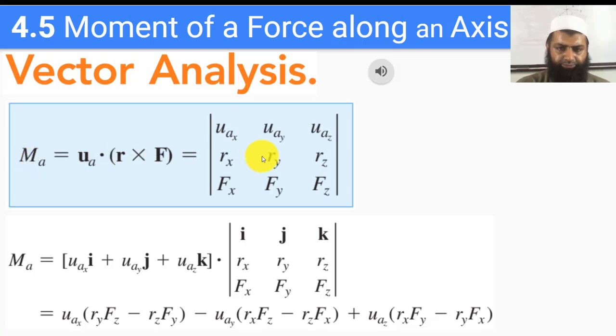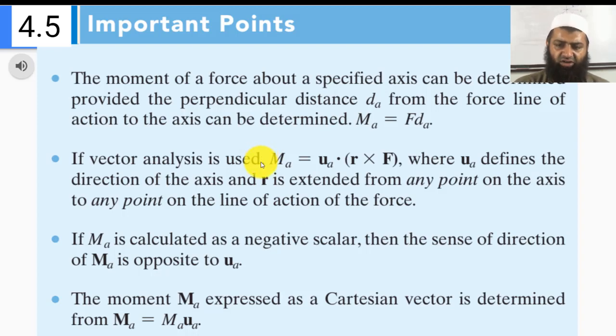Just to summarize everything that we have said so far, the moment of a force about an axis is the turning effect that a force produces not around a point but about a particular axis. There are a couple of ways we can find that moment. The first method that we studied today was scalar analysis, and that basically states that the moment of a force about an axis is just the force times the distance from that axis.